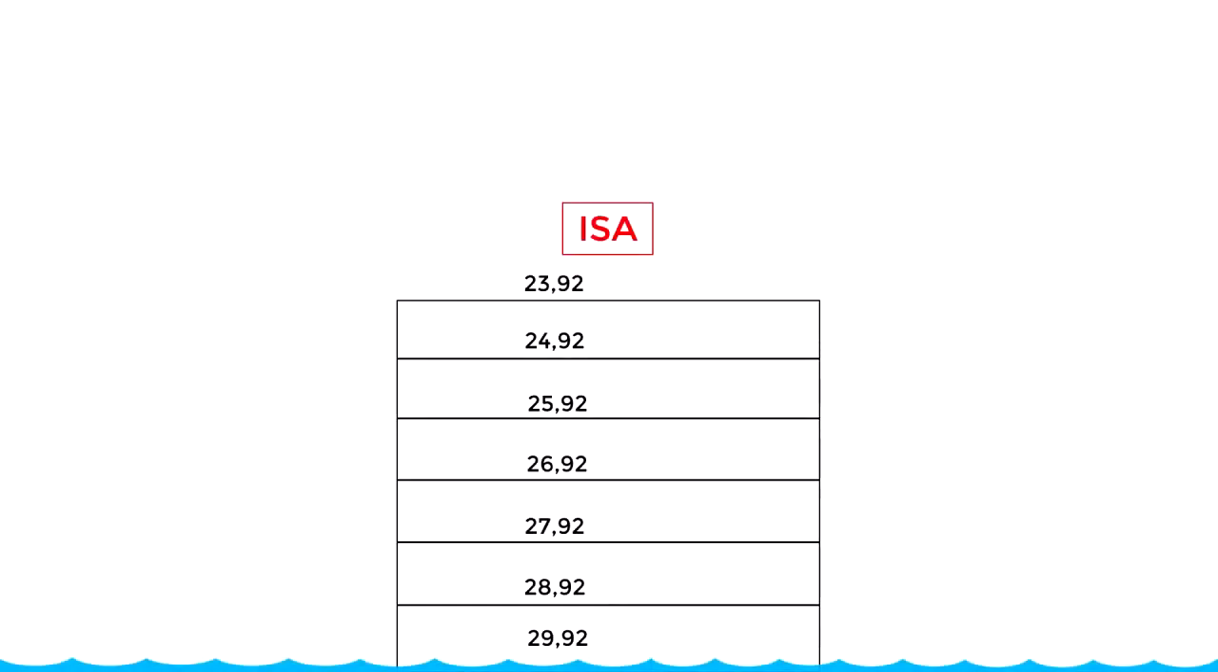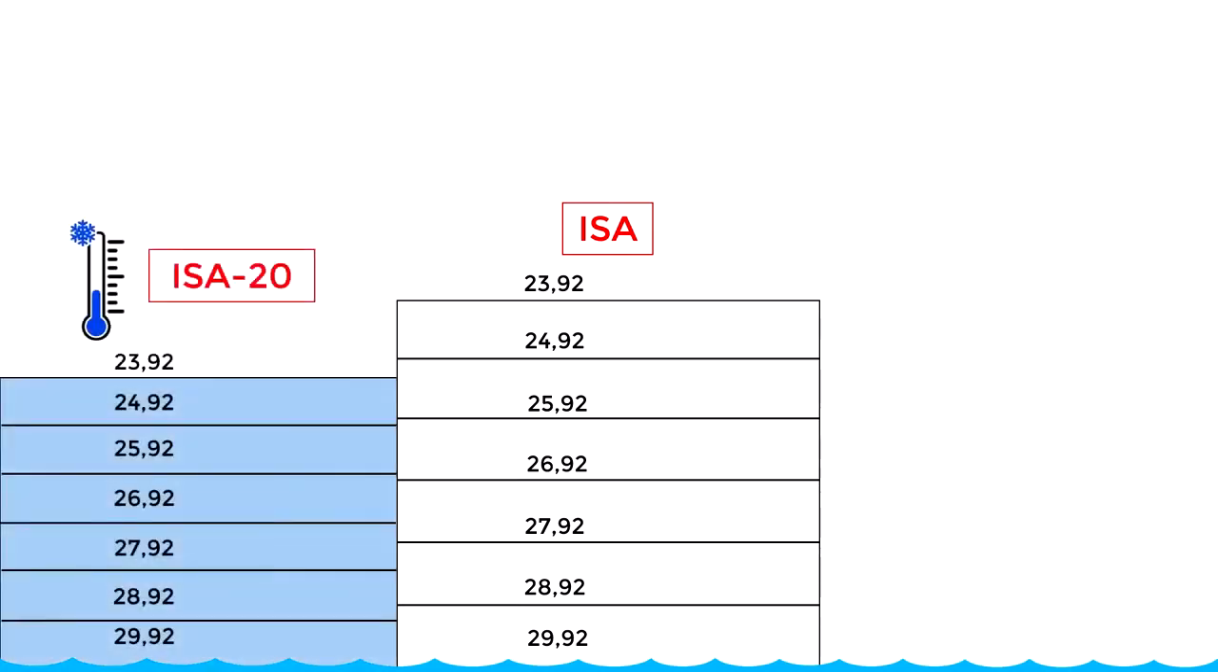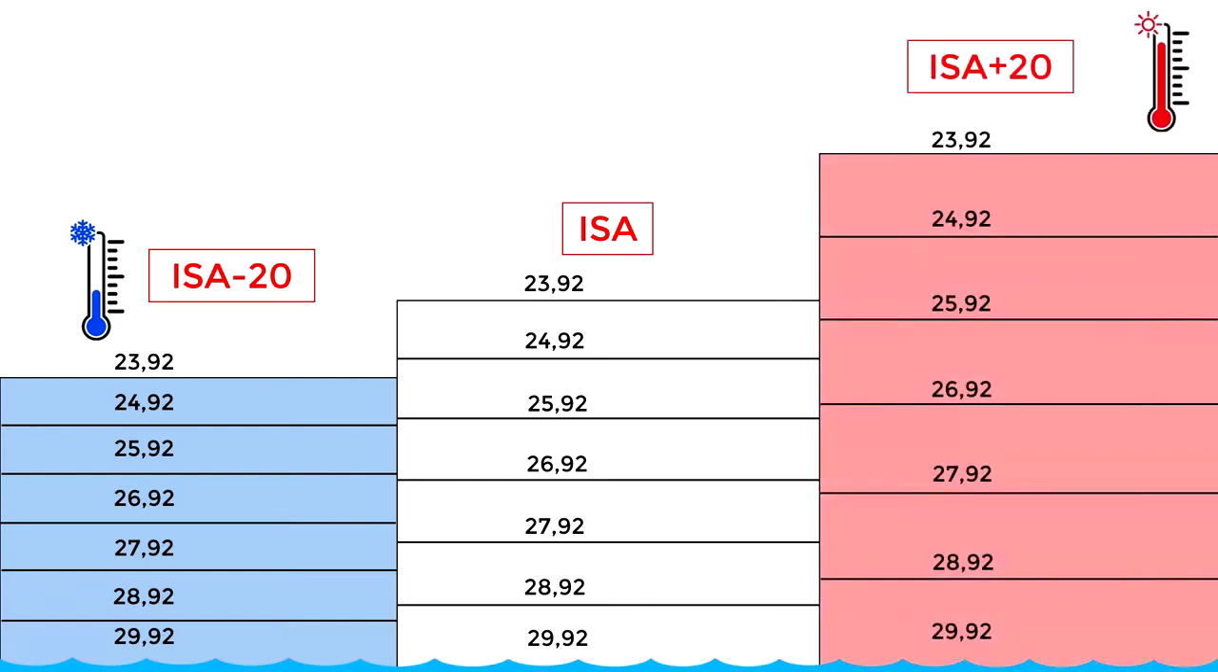For example, here we have the typical distribution of isobars under standard temperature conditions. Now, when the temperature is lower than standard, the pressure changes more rapidly with altitude, and therefore the isobars will be less spaced. On the other hand, when the temperature is higher than standard, the pressure changes slowly with altitude, and therefore the isobars will be further apart. And as we can see, the pressure at sea level is the same in all three cases, which means that the QNH is the same. The only thing that changes is the pressure distribution with altitude.